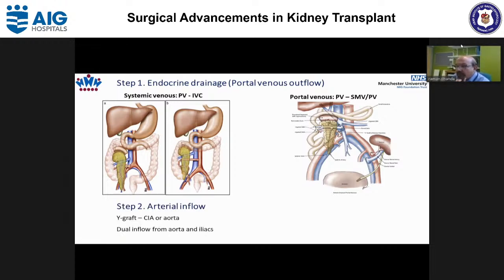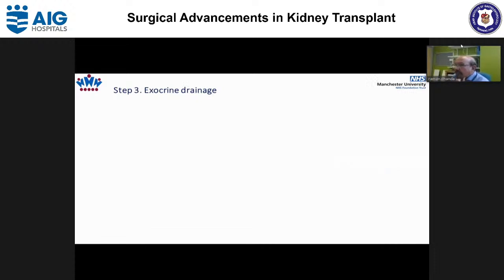Arterial inflow is through a Y graft via common iliac artery or aorta. Again, we tend not to go to the aorta. We use common iliac artery without fail, and we've never used dual artery inflow from aorta at all. If at all dual artery inflow is required, then we prefer to go on iliacs because we tend to put the kidney contralateral to the side of the pancreas.